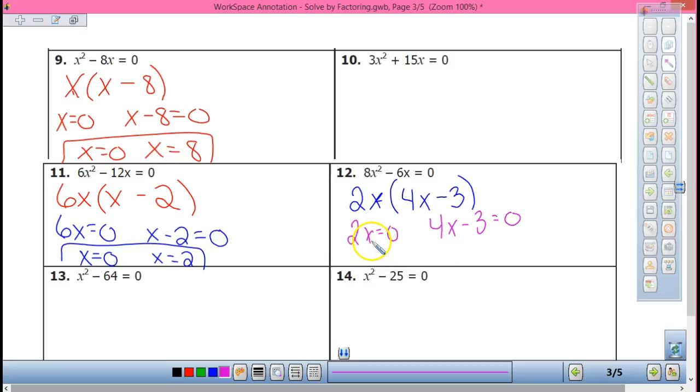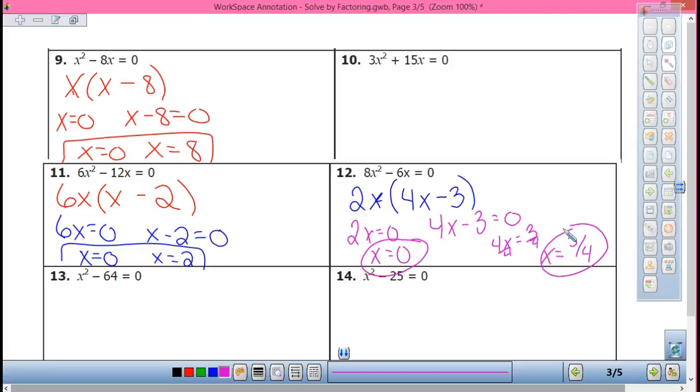So divide by 2 over here, I get x equals 0. Right here, what's my first step? Plus 3. So I have 4x equals 3. And then what do I do? Divide by 4, leave it as a fraction. X equals 3/4. So I have x equals 0 and x equals 3/4. Okay, it's okay to get fractions. Questions so far?